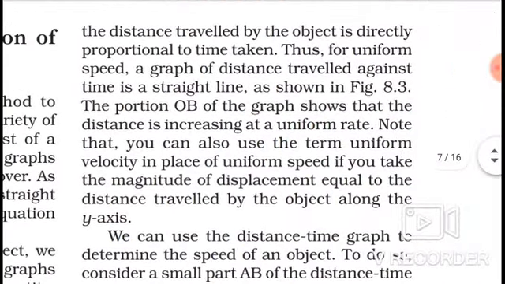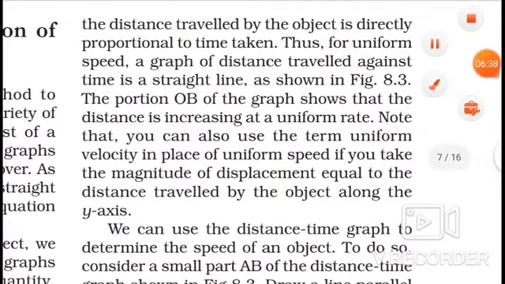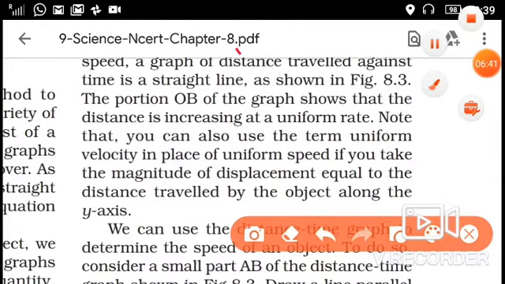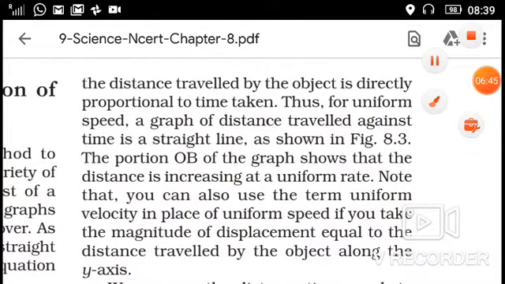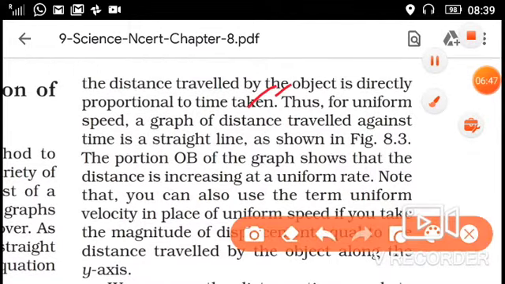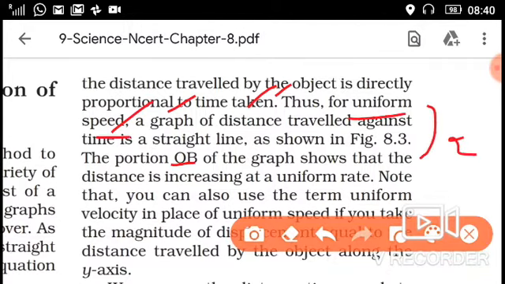The distance traveled by the object is directly proportional to the time taken. It means that when we increase time, the distance covered also increases. This is for uniform speed cases. The portion OB is for uniform speed, that is important. For uniform speed, a graph of distance traveled against time is a straight line. For rest, it is also a straight line, but it will be parallel to the x-axis.